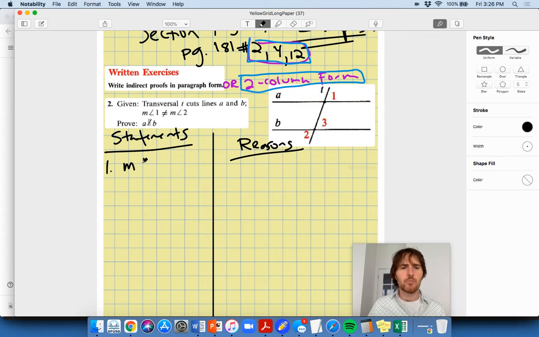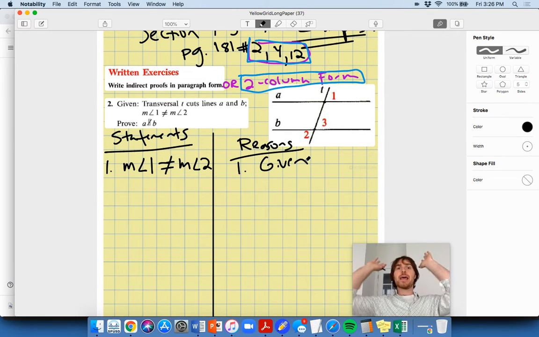So the given premise of this is really that we have a couple of angles and they're not congruent to one another. So angle 1 and angle 2 are not congruent, therefore their measurements are not equal too. Okay, so this is an inequality sign. It just means not equal. Measure of angle 1 is not equal to measure of angle 2 is how you'd say that out loud, and that's our given premise.